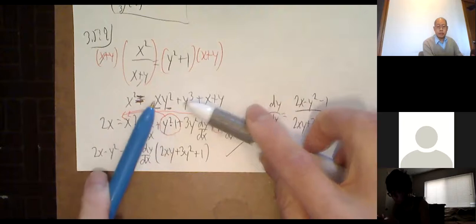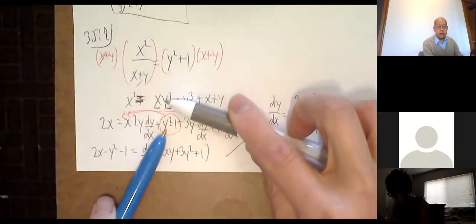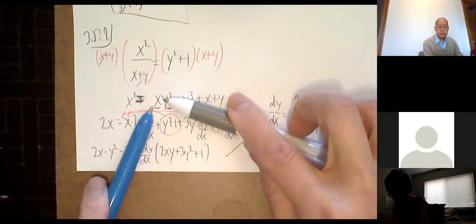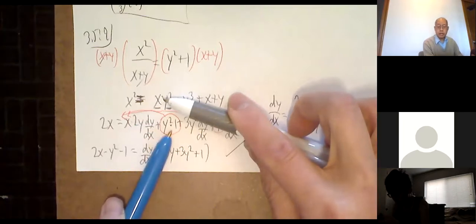Times the derivative of first. So I'm not differentiating the y squared. It stays, I'm differentiating x. What's the derivative of x? Just 1. I don't need an extra dy/dx. So just leave the 1 there.